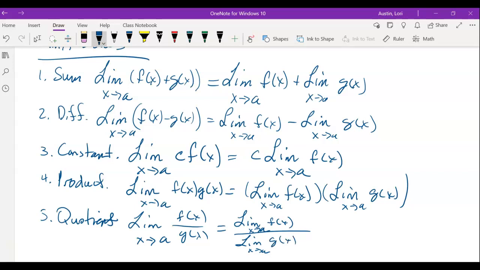Now, there's one caveat with this one. Anybody know what that is? As long as the limit of g of x does not equal what? Yeah, you've got to be careful there. So you just got to be careful with that.